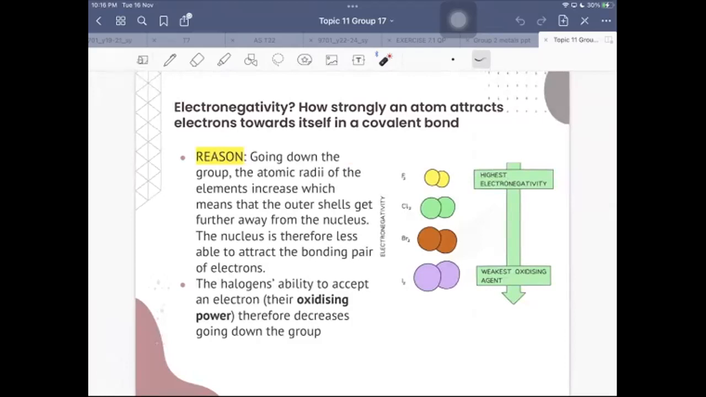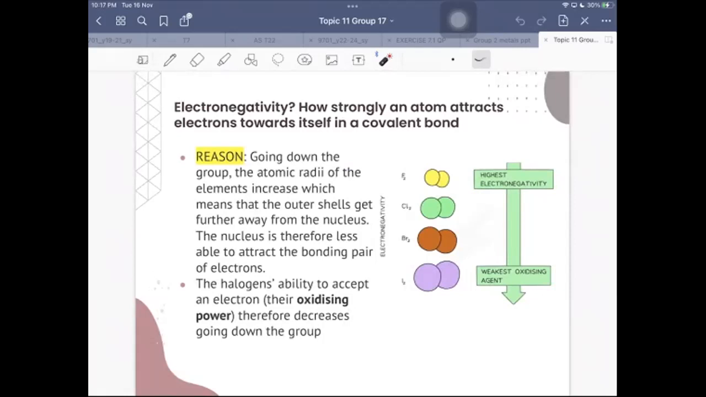So the attraction, the pulling force, is coming from the nucleus. It's the same idea. If your nucleus is close to the outermost shell, that means you are able to pull an electron. You are able to attract an electron to you.